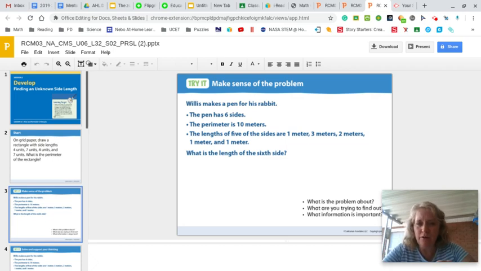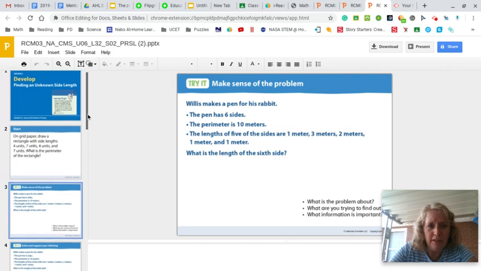So we have a 6th side. We have 1, 2, 3, 4, 5 sides that we know of. We don't know the 6th side, and it has to total 10 meters. Okay, so what shape would you draw, right? What would you do? You've got to go, okay, well, one is 1 meter, and then you have another 1 meter, and then you have 3 meters, and then you have 3 meters, and then you have another 1 meter, and another 1 meter. So then we have this weird little shape, and we're trying to find the 6th side.